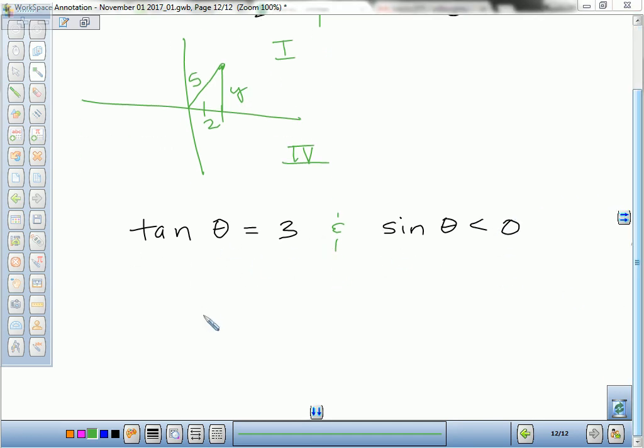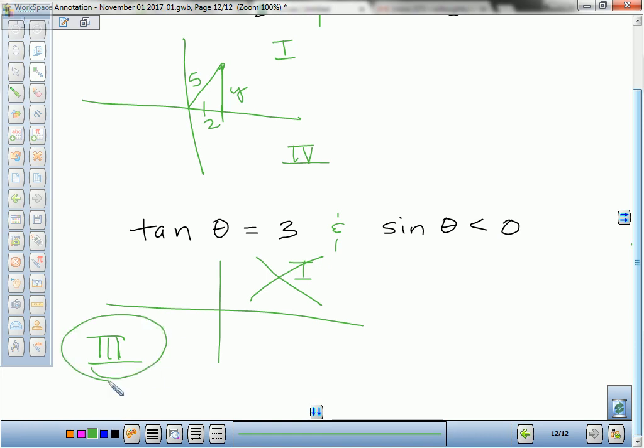Okay. Where is this one? 4. Tangent is positive in 1 and 3. But sine is negative. So it is 3. That's how we can determine where things are. So what would y be? Negative whatever. Y is 1. What is it? Excuse me, 3. What is x? 1. Okay, but you're right. Because it's in quadrant 3, both of these must be negative.